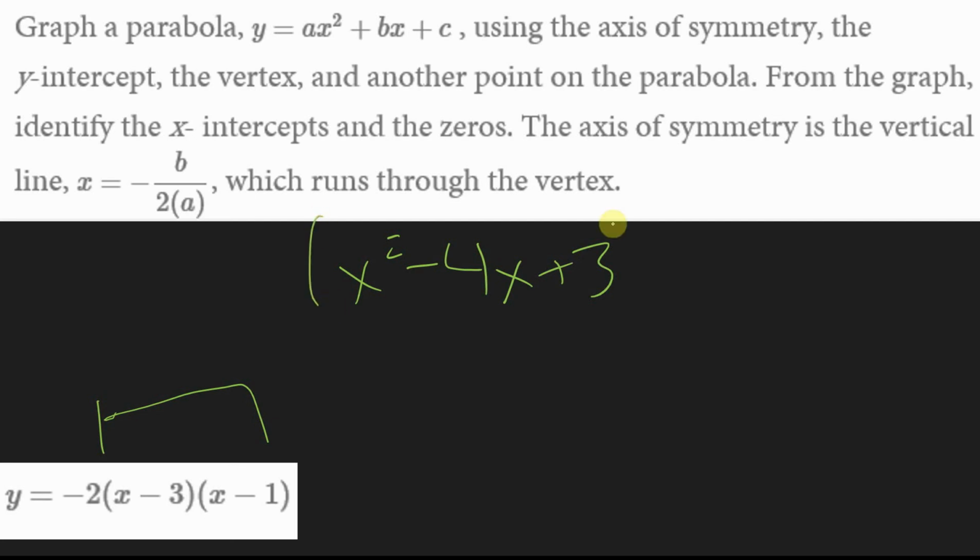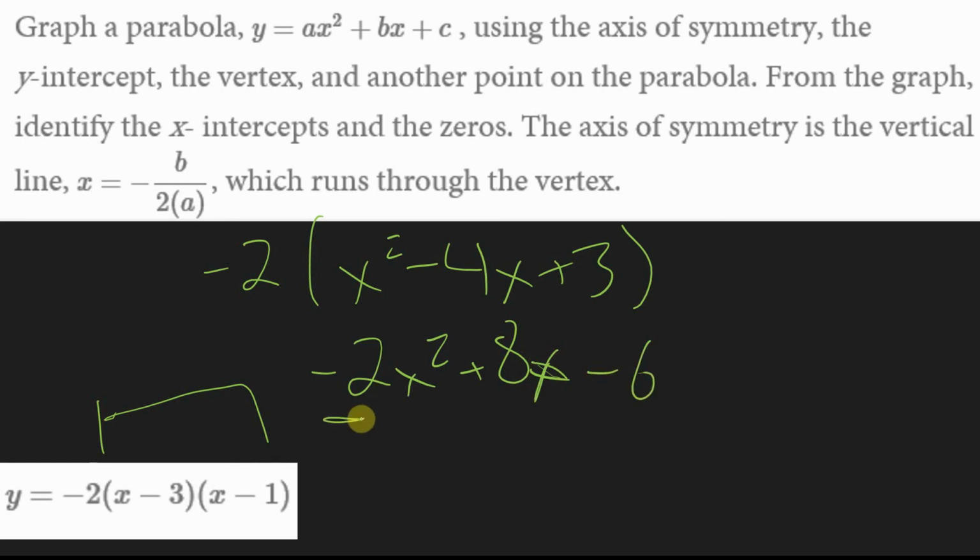Now we do have to use that negative 2. So what you're going to do is put that back on there, and you're going to distribute. So remember, distribute means you multiply everything on the inside times what's on the outside. So it's going to be negative 2x squared, positive 8x, and then minus 6.